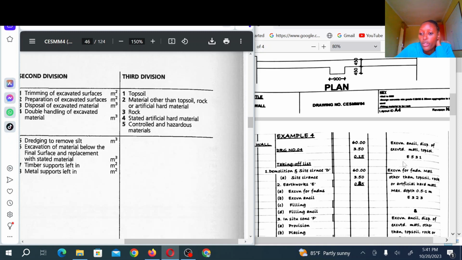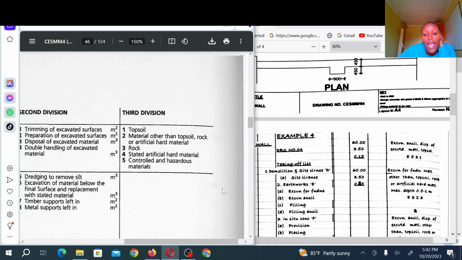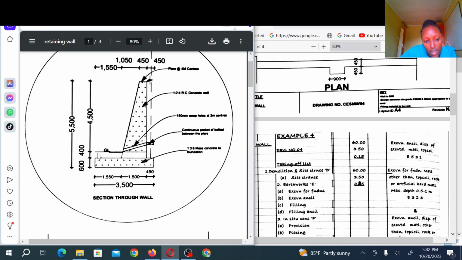Okay, so we will go now to excavation for the foundation, material other than topsoil. After topsoil, we need to excavate any other material other than topsoil. And before we do that, we need to know the total depth of excavation. You see, the total depth from the ground level was 400 plus 600, which gives us 1,000. We have already excavated 150 for the topsoil, so 1,000 minus 150 shall be 850.